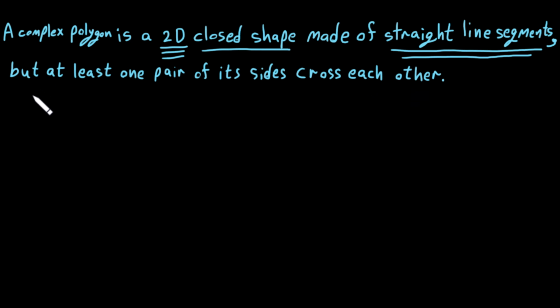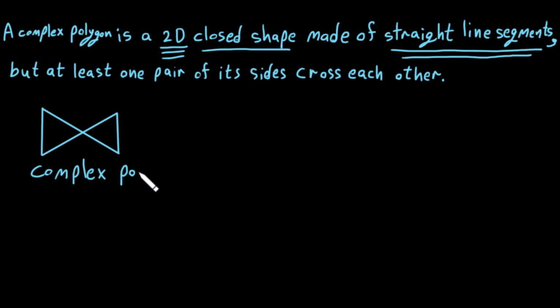Before they called it simple polygon, but here in complex polygon at least one pair of its sides cross each other. For example, if we have two triangles like this, but they cross each other like this, so they cross each other at this point, so it's a closed shape. You can see here it's a closed shape made of straight line segments, and also it's 2D, but its sides here cross each other. So this is a complex polygon.